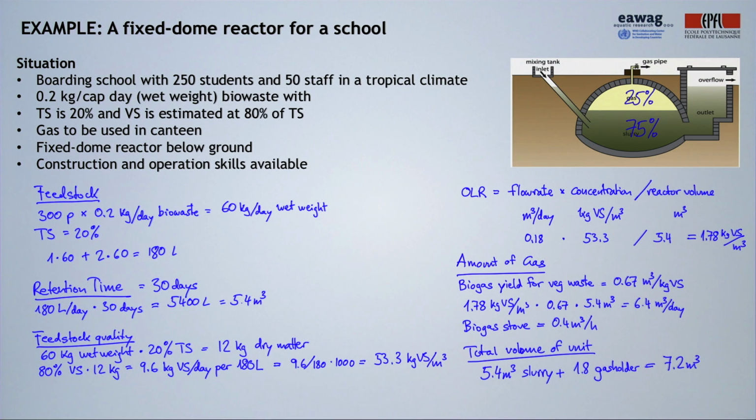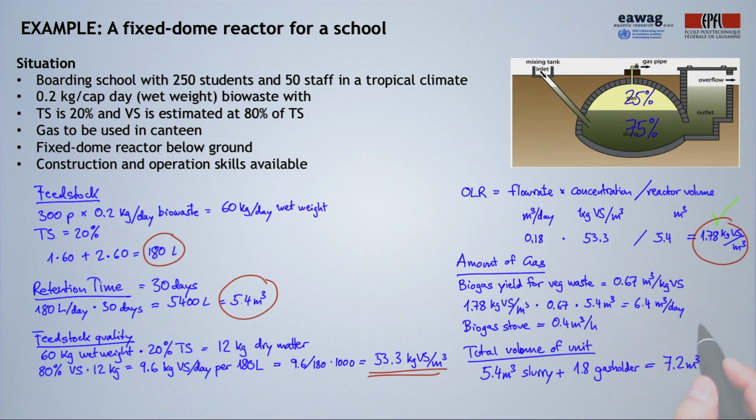So let's sum up what we calculated. We calculated the amount of feedstock, 180 liters. We calculated the volume of the digester based on the retention time of 30 days, which is 5.4 cubic meters. We looked at total volatile solids per cubic meter, 53.3. And to check on our organic loading rate, we calculated the organic loading rate, which is 1.78, which is nicely below 2, so fits nicely to our system.